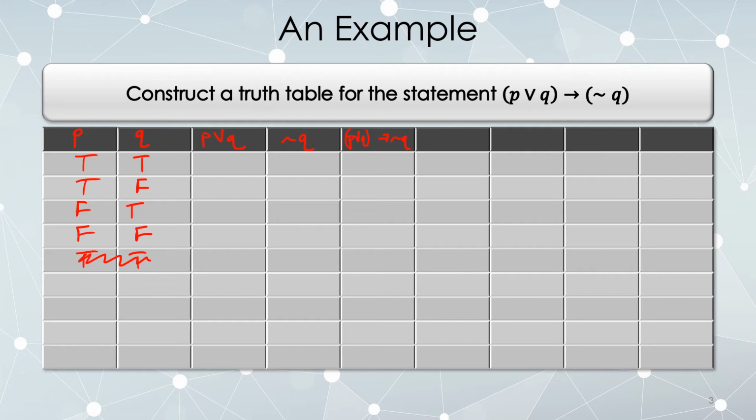And now, since I have P or Q, and I also have not Q, I'll be able to form the conditional statement P or Q implies not Q. Now I need to construct the truth table going column by column.